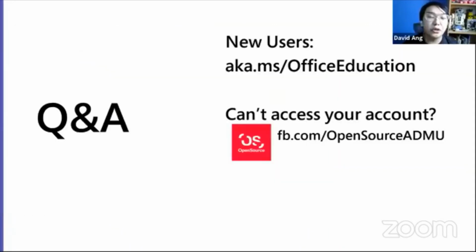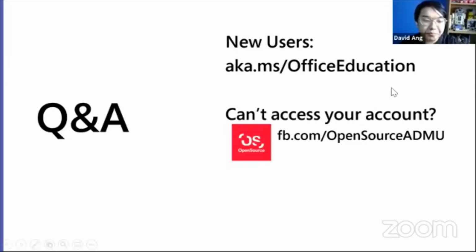And before I move to Q&A, again, I'd like to tell freshmen and new users: if you've never claimed your Microsoft Office 365 and all the other applications, just go to aka.ms/officeeducation. And if you can't access your account, please message Open Source on Facebook through the link.